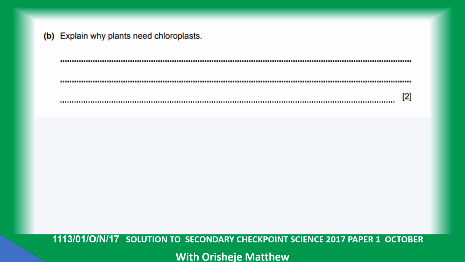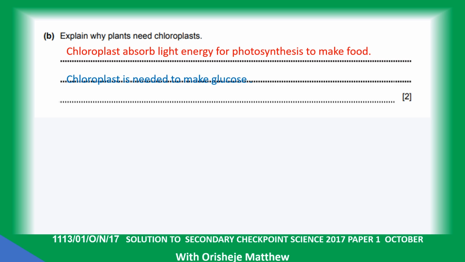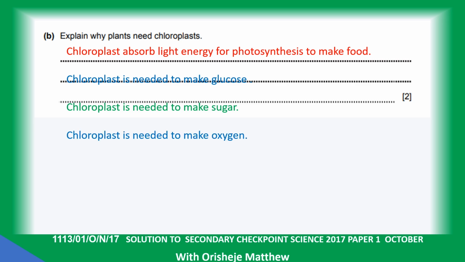Question 2. Explain why plant cells need chloroplasts. Chloroplasts absorb light energy for photosynthesis to make food. Chloroplast is needed to make glucose, sugar, and oxygen. The word equation for photosynthesis is water plus carbon dioxide to give glucose and oxygen in the presence of chlorophyll.